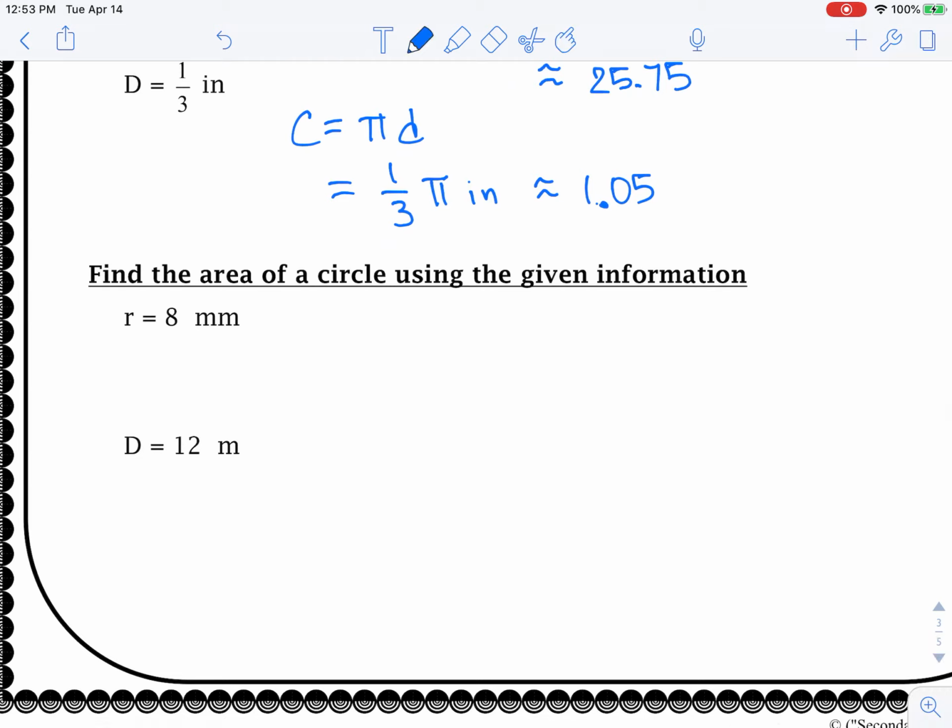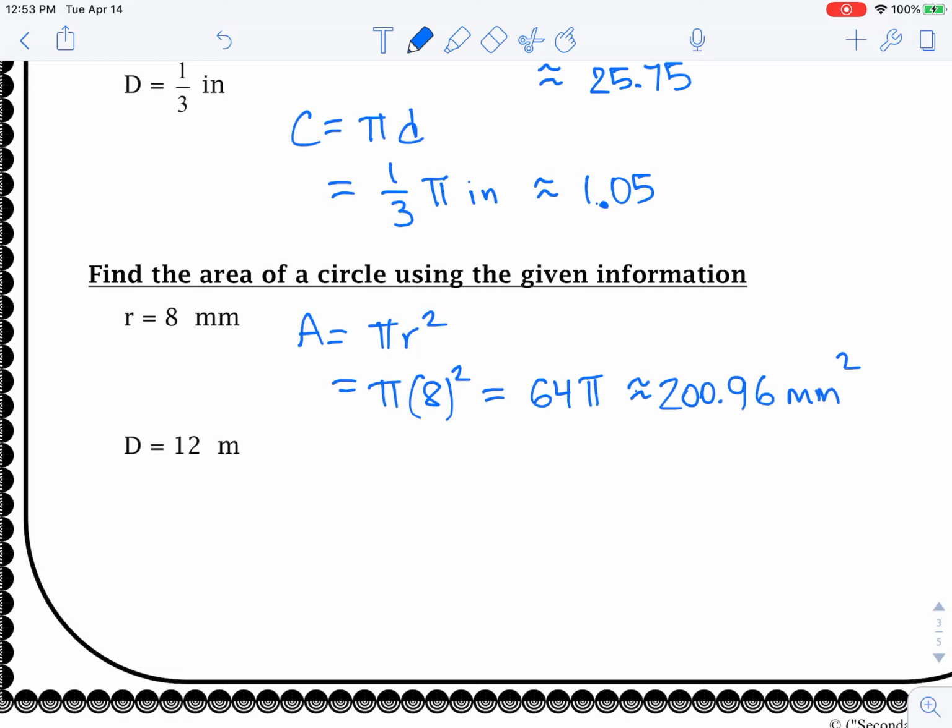Find the area. Area is pi r squared. So this would be 64 pi, or approximately 200.96 millimeters squared. Again, exact measurement is 64 pi, and .96 is approximate.